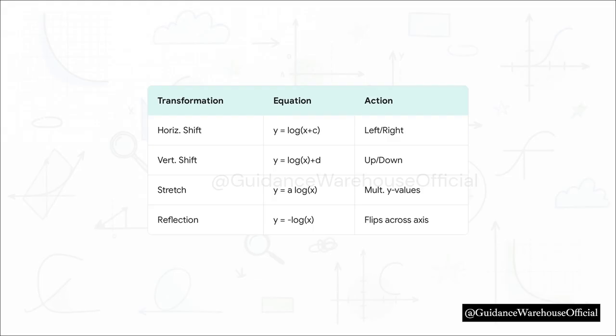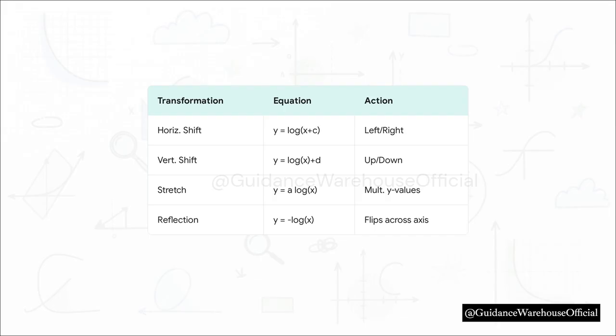Before we wrap this up, let's summarize the key points. This table right here is your ultimate cheat sheet for graphing any logarithmic transformations. Remember your order of operations. You want to handle horizontal shifts inside the parentheses first. Then apply any of your stretches or reflections. Finally, tackle those vertical shifts on the outside.